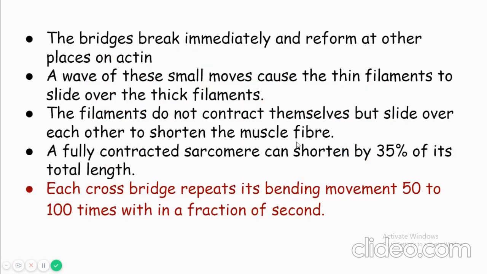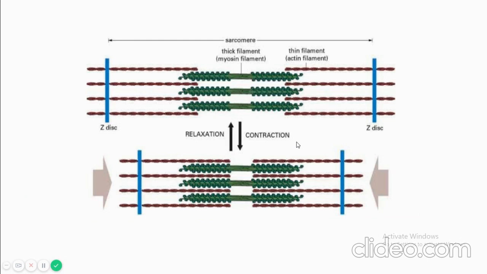The bridges break immediately and reform at other places on actin. A wave of these small movements causes the thin filaments to slide over the thick filaments. Here were the thin filaments at relaxation, and at contraction, they shifted from here to here.